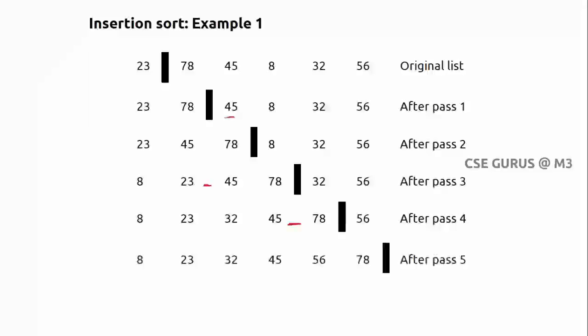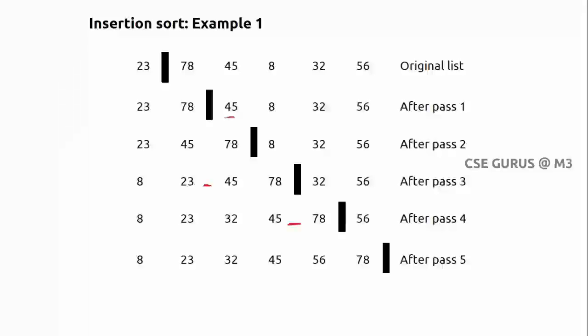You can see here, of course, 6 elements are there and only 5 passes are required. If you have n elements, n minus 1 passes are required. So like this, we have the insertion sort example. Yeah, we can see the program now.